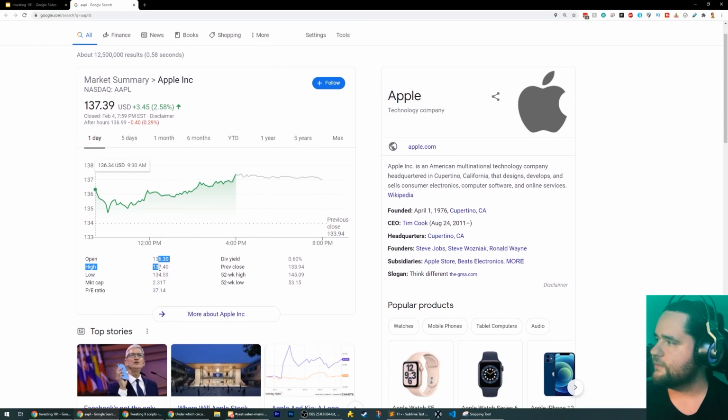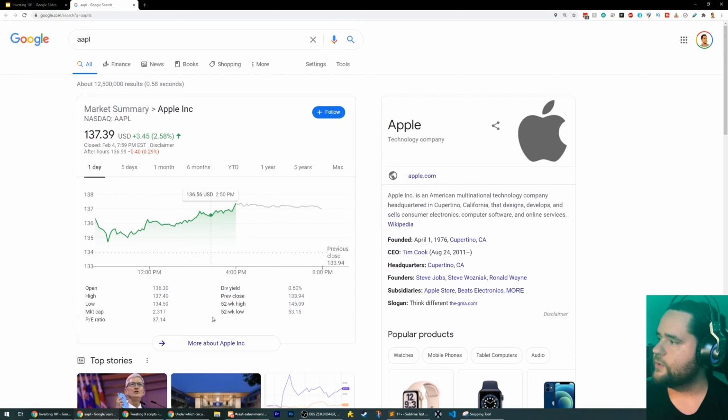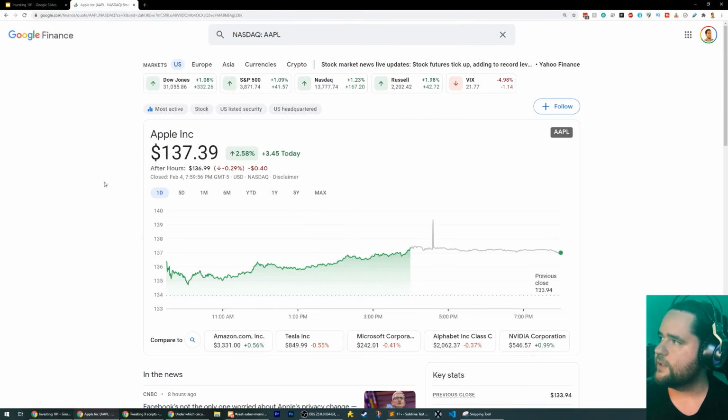There's a bunch of other stuff that you can find pretty easily. Market cap is a big one. We talked about that in basic terms. Dividend yield is a big one. We talked about that. There's a lot of useful information here. If you want to see more information, you click that more button, and then you see a bunch more information.